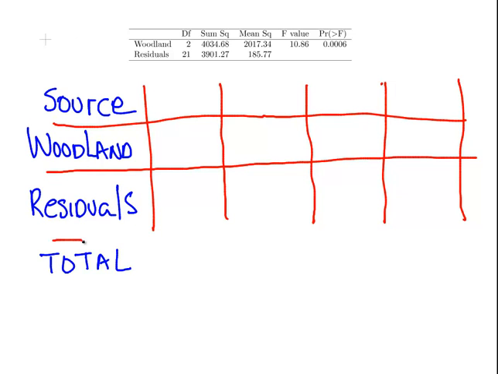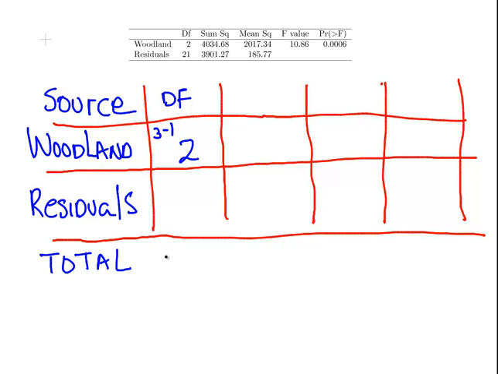Okay, so what do we got? The degrees of freedom. Now, levels. There were 3 levels, so 3 minus 1, or k minus 1, where k is the number of levels, is equal to 2. There are 24 observations altogether, so I'm getting ahead of myself. So it's n minus 1, and that is equal to 23. And the difference, therefore, between 2 and 23 is 21. That's how we know what to put in there for residuals.